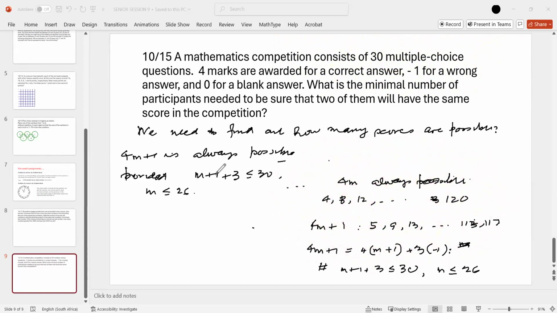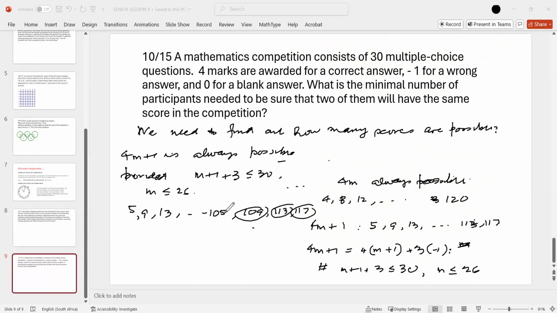Okay, so that means now I can put any number up to 26. That's possible. So m equals 1 will give you 4 plus 1 is 5. You keep adding 4s here: 9, 13. The last one you come to is 26 times 4 is 104, and 105. Right. Now these are all possible. But 109, 113, and 117 are not possible.